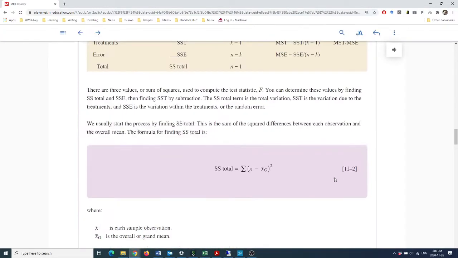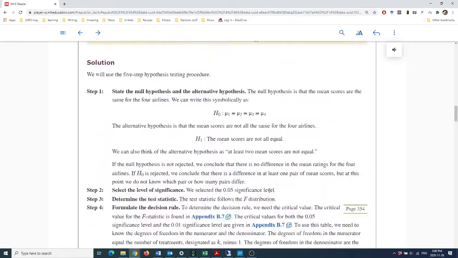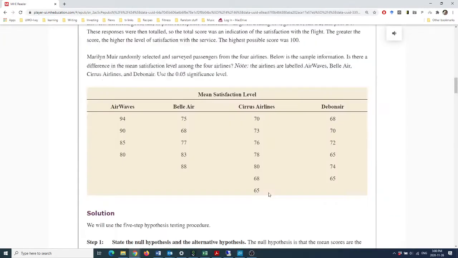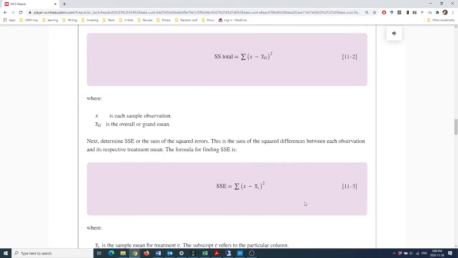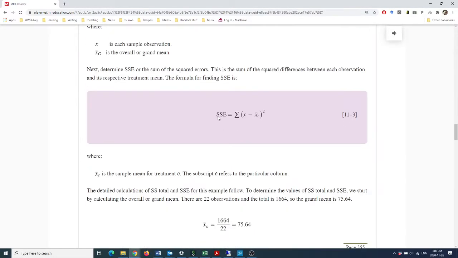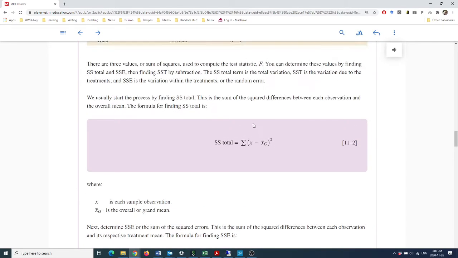Well, let's go ahead and actually look at what they are. So the overall sum of squares total is the sum of x minus x-bar g squared, where g is the overall grand mean. That's just the variance of the overall population, which here is the variance of these 22 observations. You find the overall mean, and that will give you the sum of squares for the overall total.